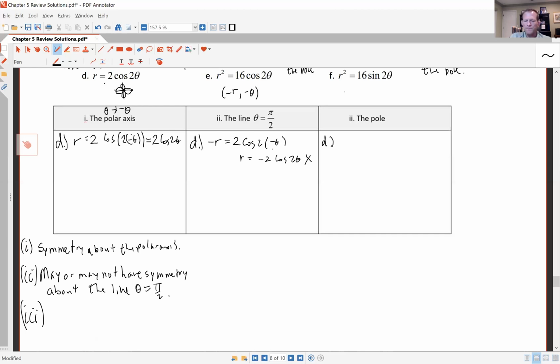And about the pole, to check about the pole, we change r to negative r. And so by changing r to negative r, we see that we're going to get a new equation, one that's been changed from what we originally had. So we may or may not have symmetry about the pole.